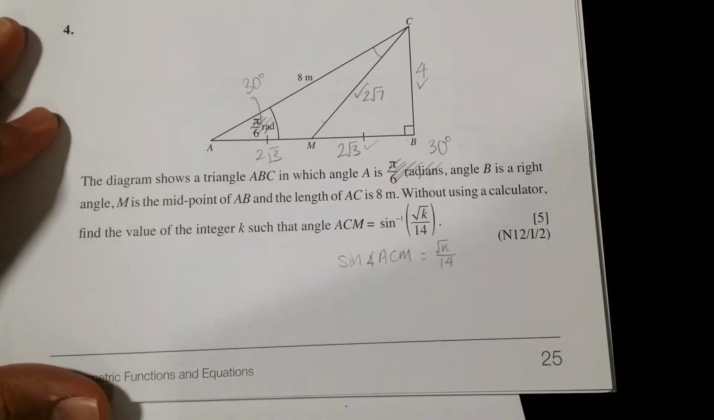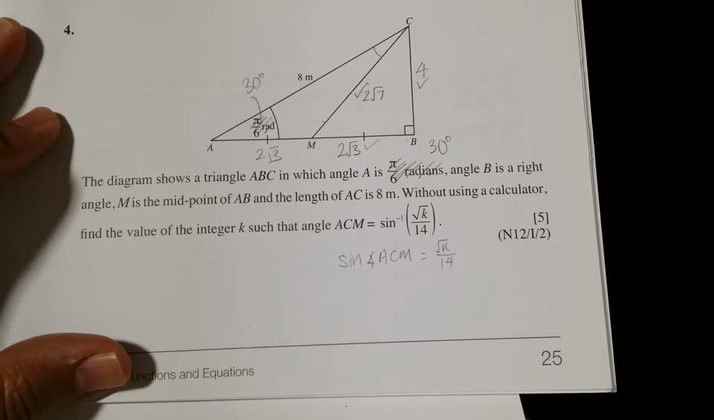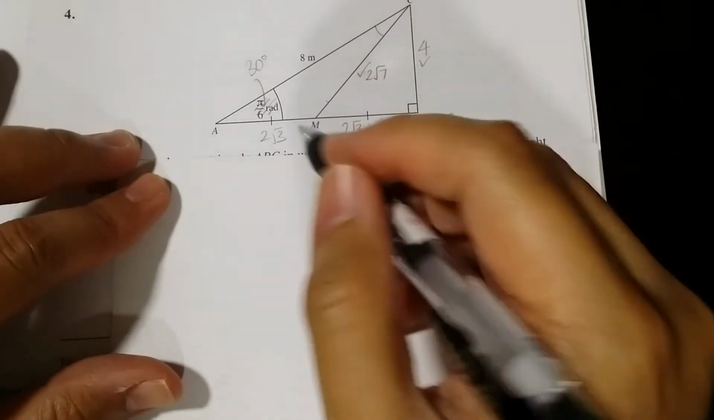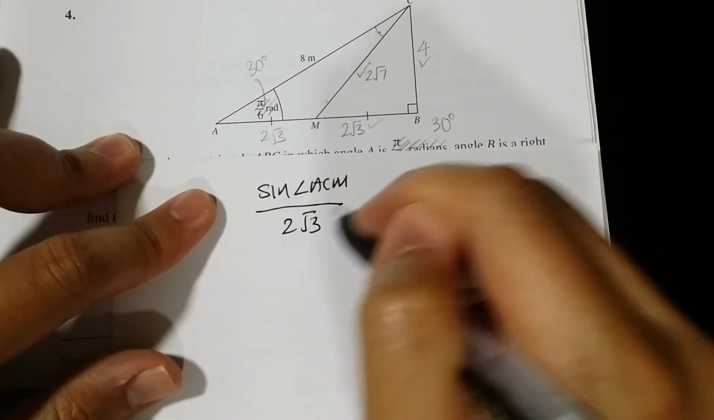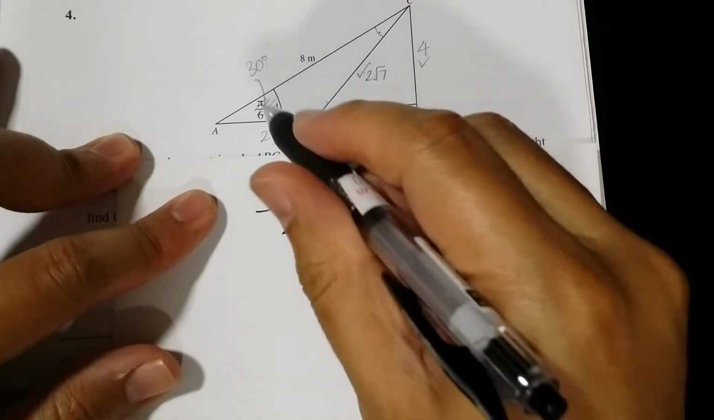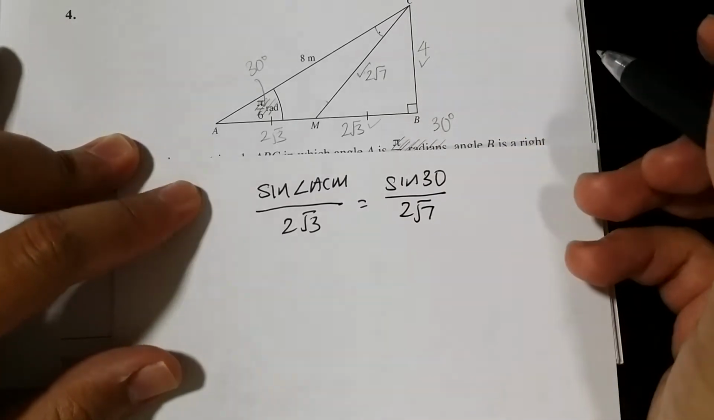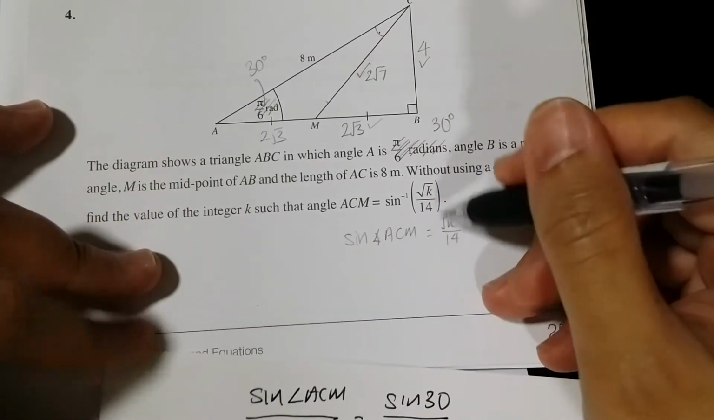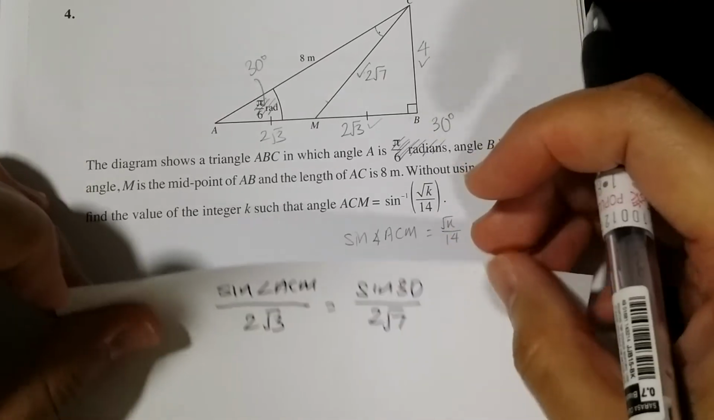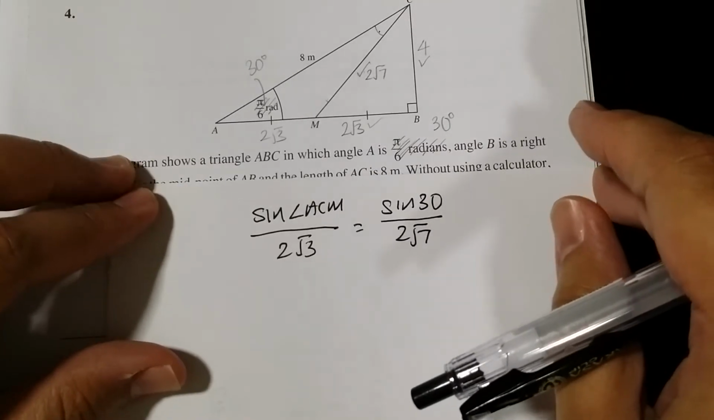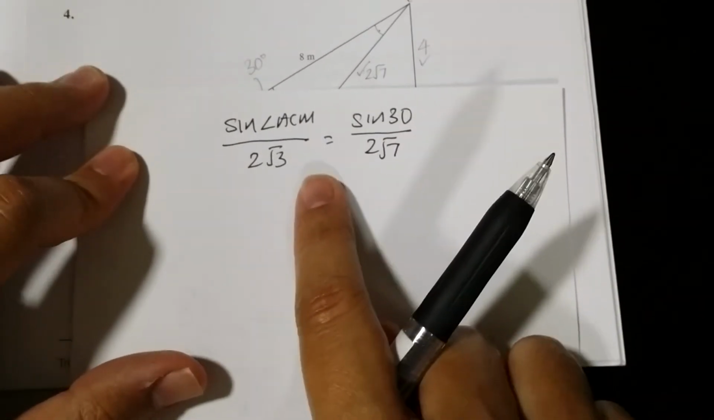Agree? Can. So I will do it on the next page. Okay, sine rule, sine this angle over 2 square root 3 equals sine 30 over 2 square root 7. So slowly you notice that I'm working towards this already. Okay? Because the angle ACM is here. The sine is here. Later I'll just bring over the sine to become sine inverse. Alright, so what do I do now?